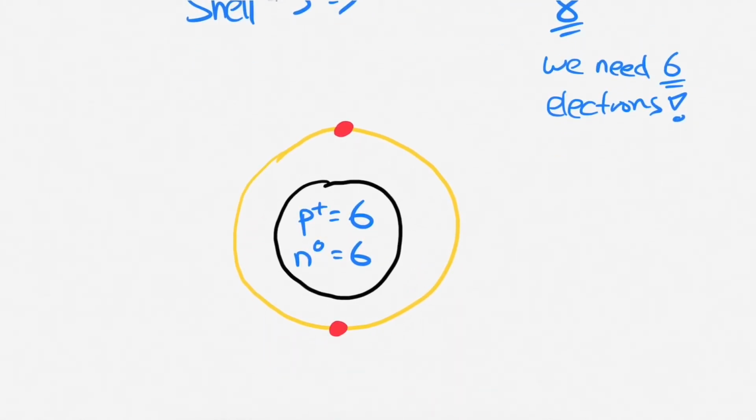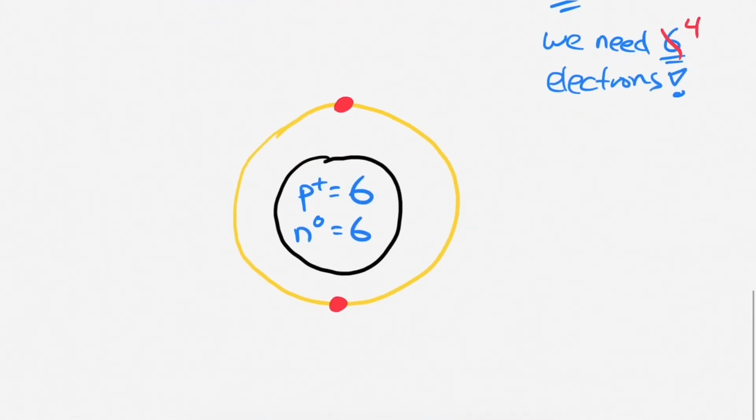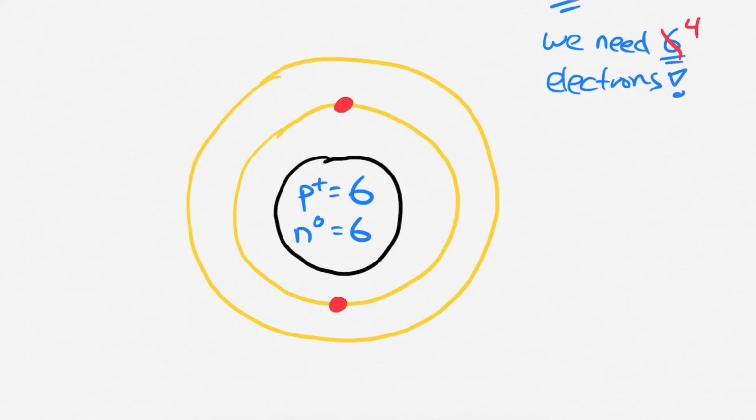We have 4 left. So let's just cross out here. We've taken away 2, now we need 4 electrons. So are these 4 electrons going to fit in our second energy shell? The second energy shell always has 8 electrons, or up to 8, because sometimes we don't need all of them. So I'm going to draw my second energy shell. There it is, in this beautiful barf-colored yellow.